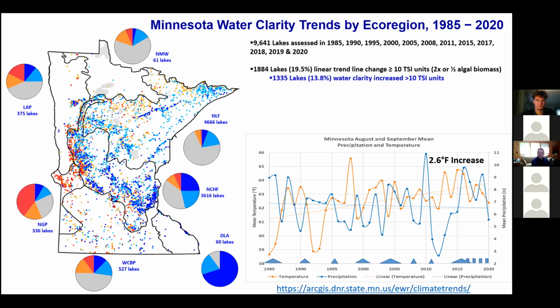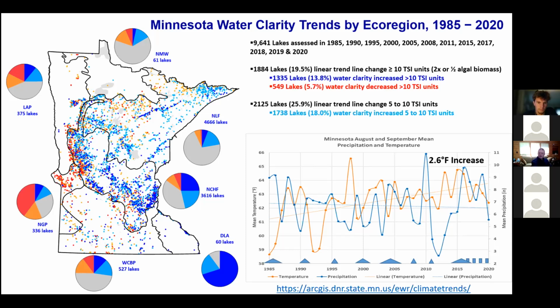About 13 had increasing water clarity. 5.7 had decreasing water clarity. If we take a little smaller slice, 5 to 10 TSI units, we had about 18% increased and about 8% decreased water clarity.